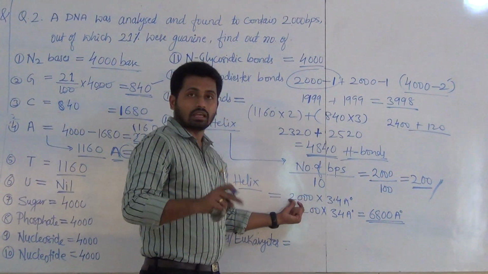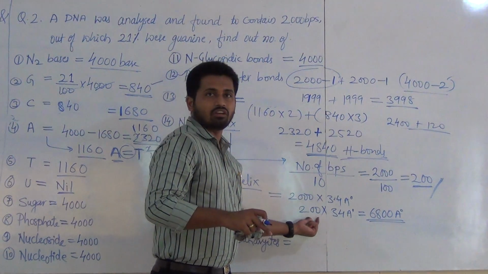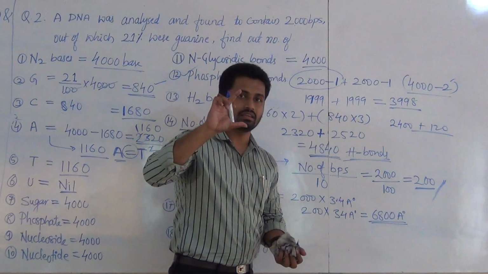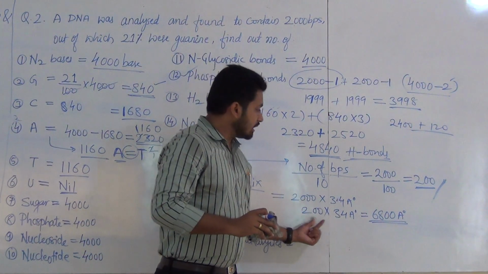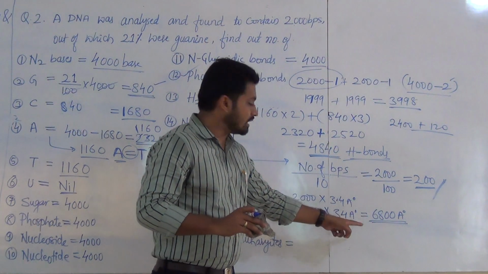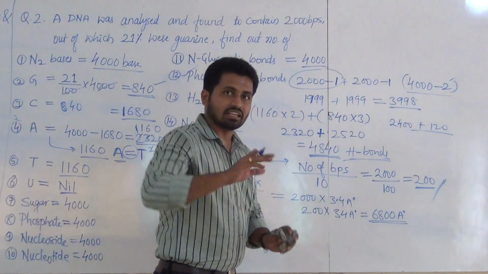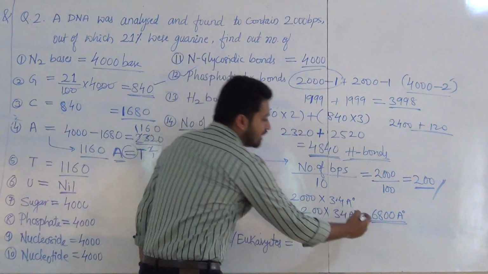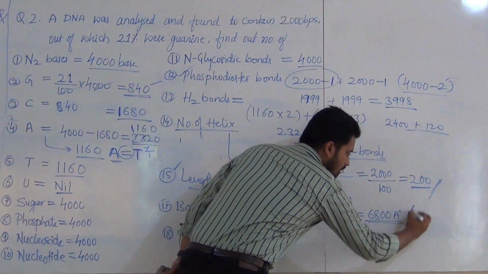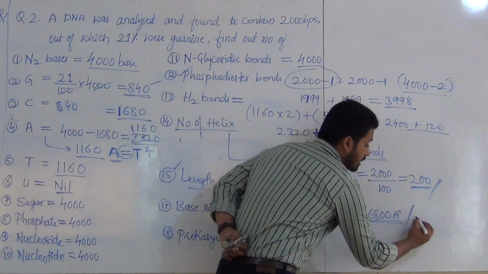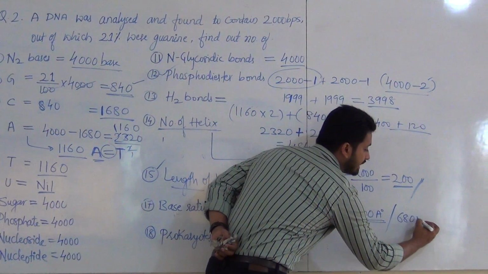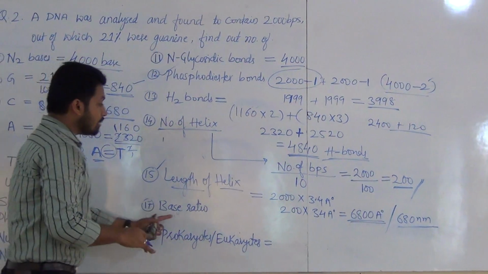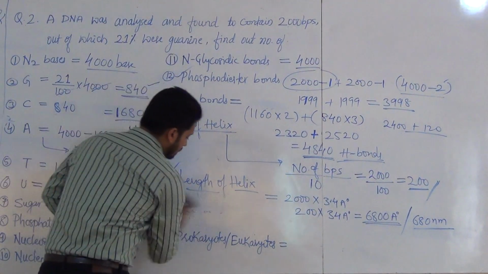Okay, length of helix, number of helix, how many are there? 200. When you multiply it by this 34 angstrom, here is the distance or length of one helix. Okay, number of helix 200. That is, it will be 6800 angstrom. That is the length of this helix which is containing 2000 base pairs. Or when you convert it into nanometer, it will be 680 nanometer. That is 10 times less. 680 nanometer. Coming to next question.